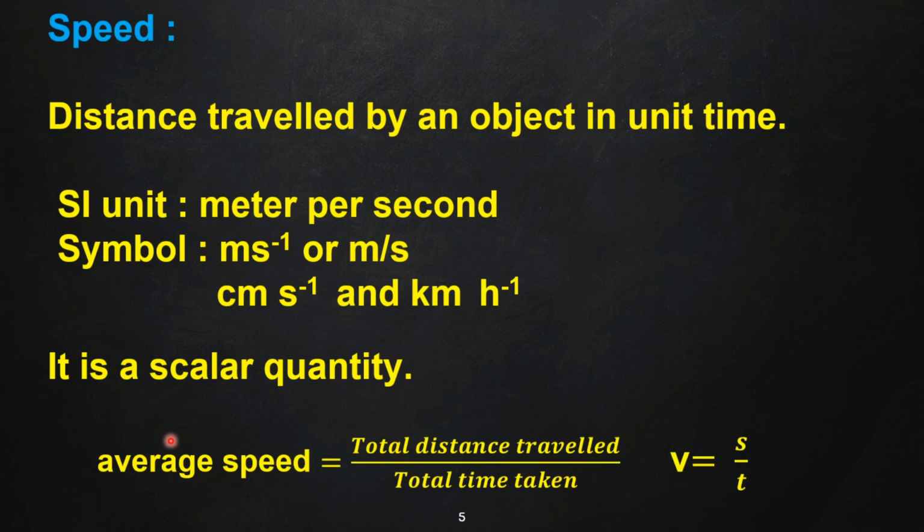Every time the speed is not remaining the same. So we have to calculate average speed. The average speed is calculated as total distance traveled upon total time taken. And it can be written with the symbols as V is equal to S upon T.